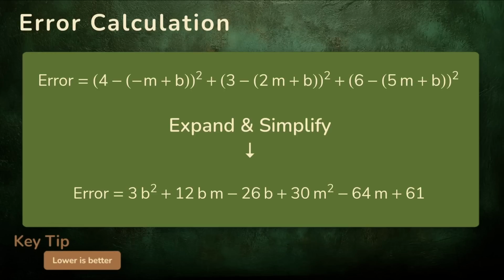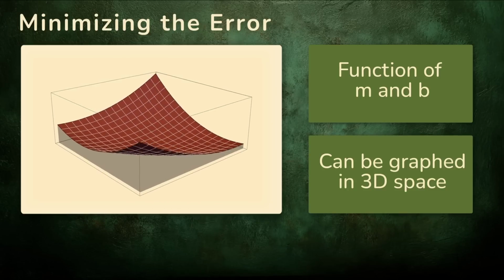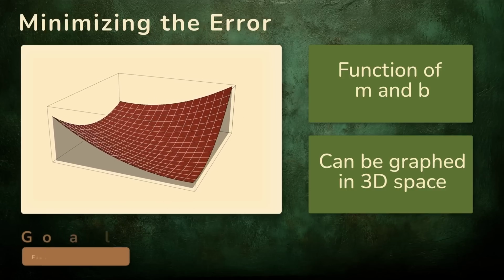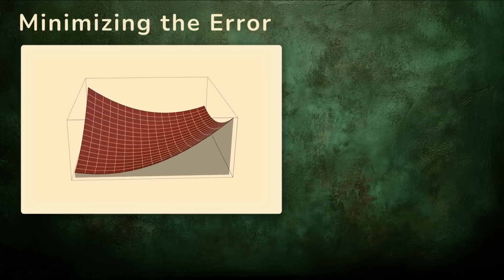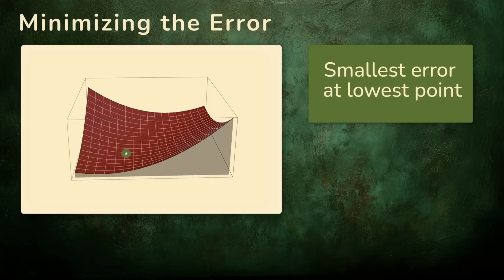Lower is better. You can think of this error expression as a function of 2 variables, m and b. Since there are 2 inputs and 1 output, we can graph this function in 3D space. This gives us a smooth, curved surface. Remember, our ultimate goal is to find the best fit line for our data points, the line with the smallest error. And the smallest error occurs at the lowest point on this surface.